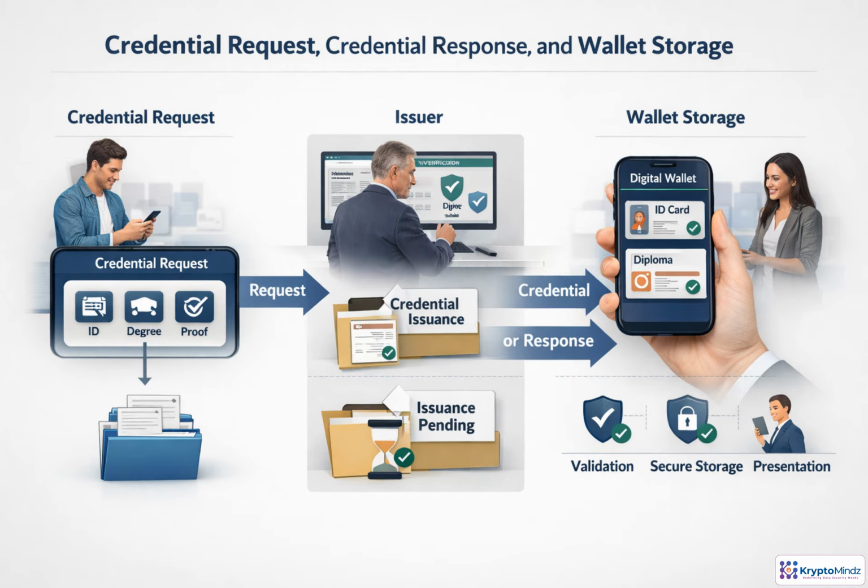A credential request is essentially the wallet saying, "I want this specific credential and here's my proof." The issuer then checks everything: authorization, request parameters, the proof itself, and any issuance policies or eligibility rules. If all checks pass, the issuer either returns the credential immediately or signals that issuance is pending. The wallet must then verify the issuer's signatures, bind the credential to the user, and store it in secure wallet storage.